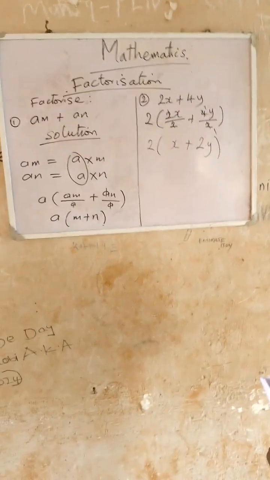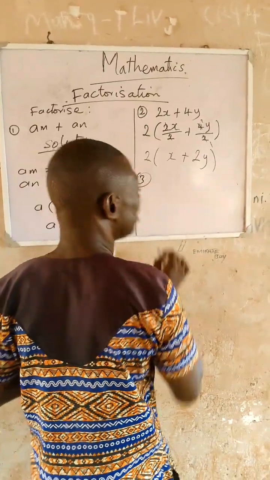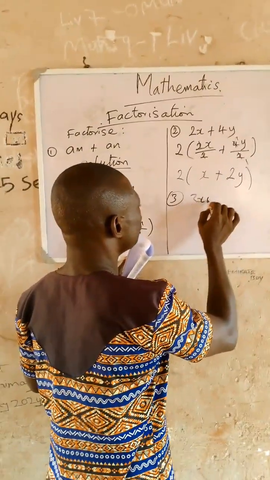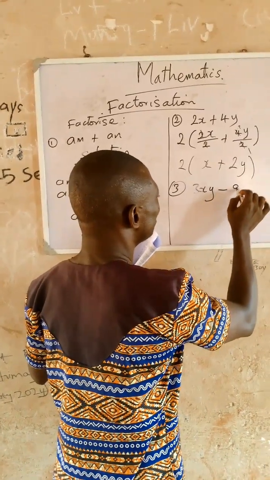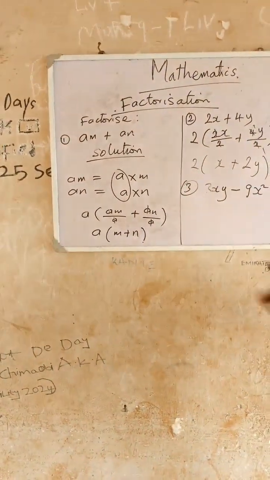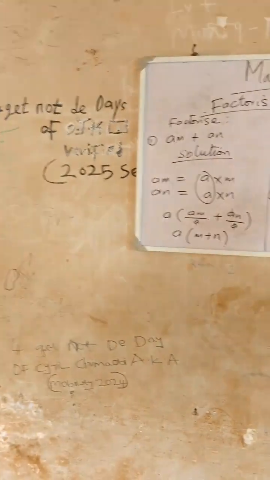Then number 3. Yes, very good. Thank you very much. Let's have number 3 as 3xy minus 9x squared.